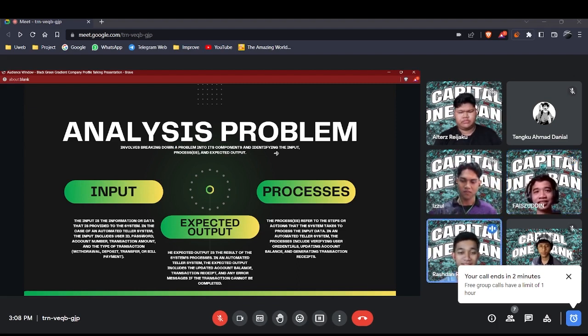Expected output. The expected output is the result of the system process. In an automated teller system, the expected output includes the updated account balance, the transaction receipt, and any error message if the transaction cannot be completed.